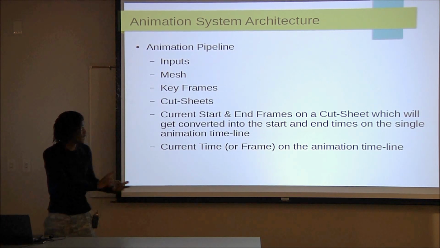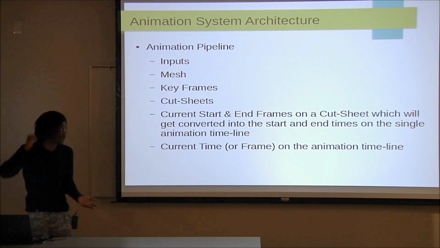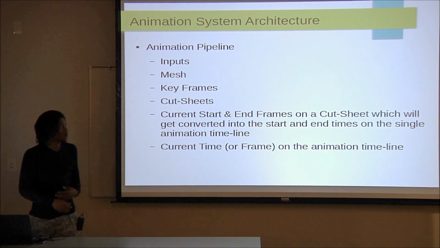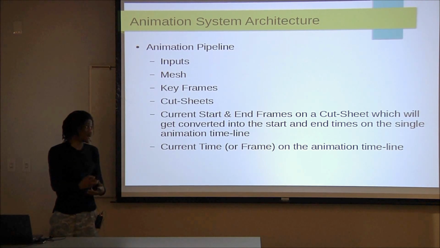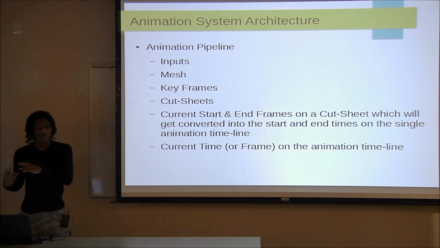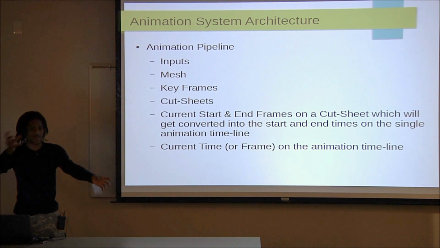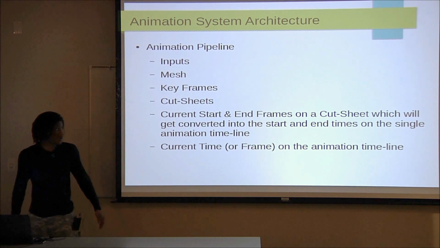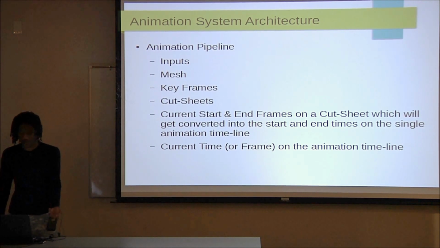Your inputs are your mesh, your keyframes, and your cut sheets, which I talked about earlier. Current start and end frames, you want that on a cut sheet, which gets converted to the start and the end times later on. That's what I was talking about, where the frames per second gets converted into the actual time on the actual animation timeline. And then the current time is what you use to actually do the interpolation.